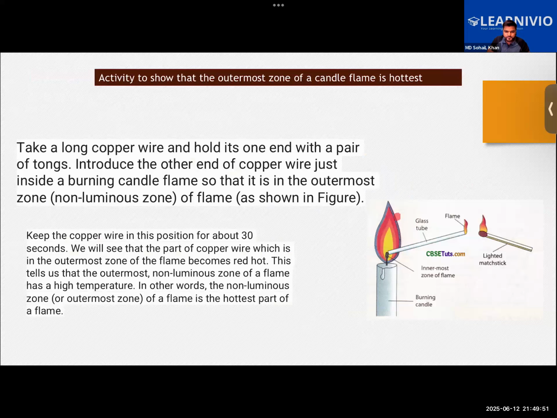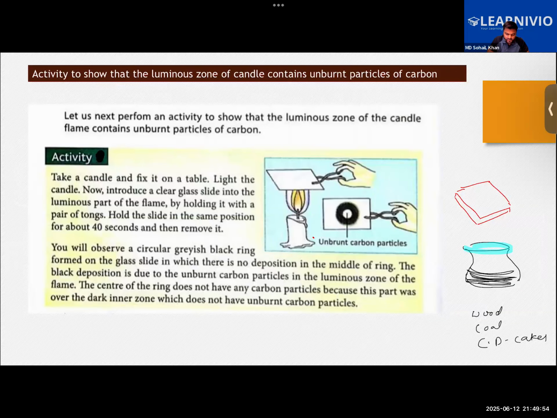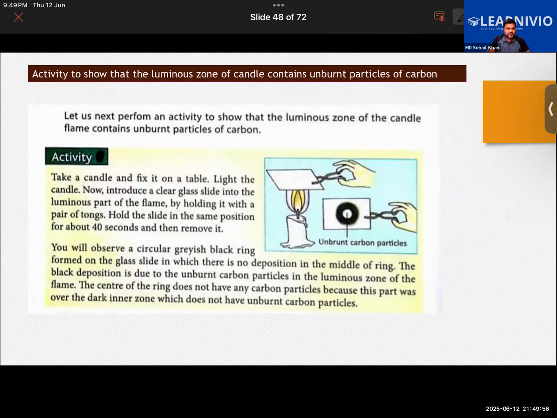Okay, see, what we are going to do is take a candle and burn it. We will take a glass slide. You can take a rectangular piece of glass slide; if it is transparent, that will be better. You're going to place it over the luminous zone. You're not going to place it in the outermost zone or in the innermost zone, but in the middle zone of the candle flame, halfway, in the middle of the flame.